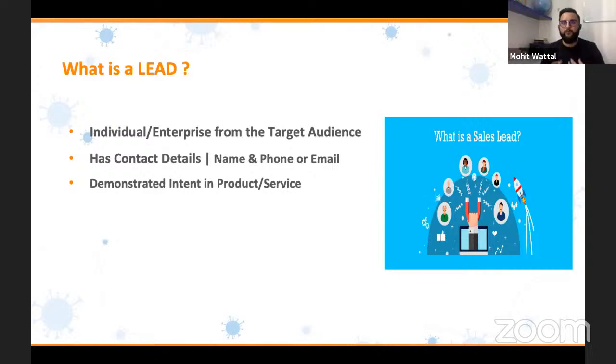So basically, I was looking for it. There is an interest in me for doing an MBA this year. That is why perhaps I searched for it, right? So demonstrated intent in the product or the service. This is how we define a lead. So somebody who comes out of your target audience, so if I am a business, anybody who comes out from the target audience where I'm catering my services. Second, there is a contact detail, there is an identity, there is a phone number, and then there is some interest that the person has shown in my product or my service. That is how we define a lead.